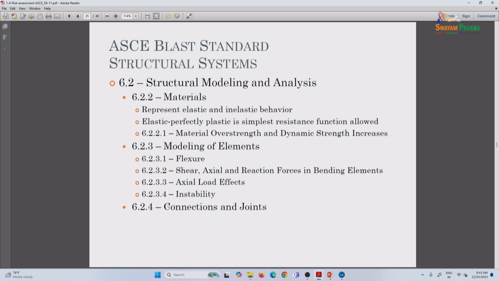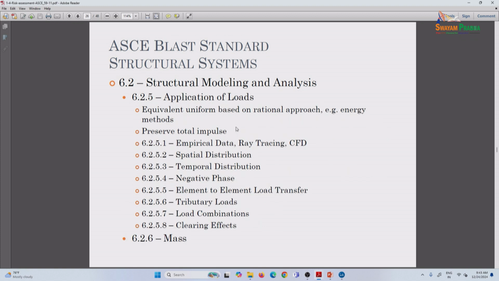Then modeling of elements, we'll talk about that, but things we don't talk a whole lot about are connections and joints. That's more in detailing. Then we will look at tributary loads, load combinations, and some of the clearing effects. These clearing effects are especially relevant in confined explosions. I'm not spending a whole lot of time on confined explosions because they are very complex.